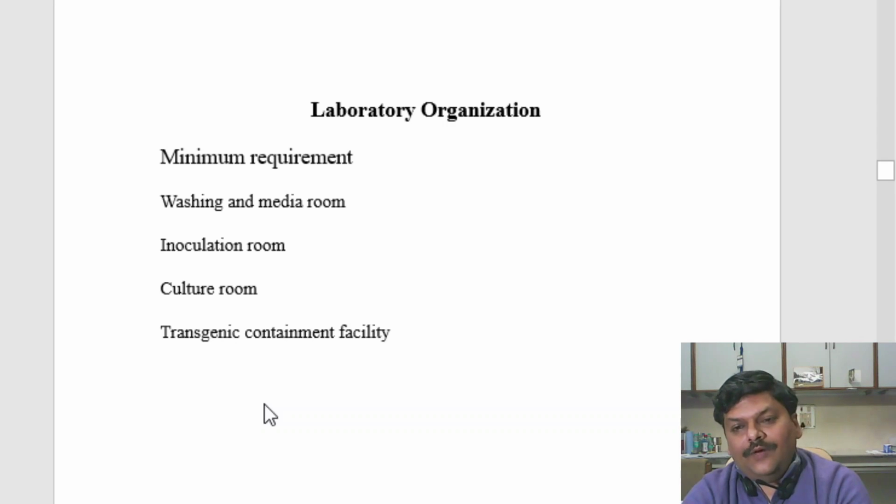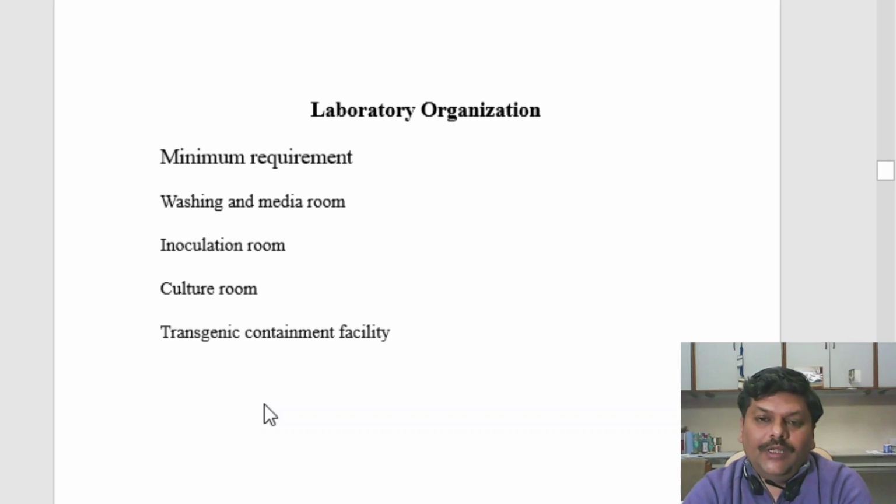Third one is, after doing inoculation or doing the plant tissue culture practice, where we keep our tissues or cells to grow or to develop or to undergo further growth and development so that they can make a whole plant. And the last one is, if we are dealing with transgenic plants, then we also need a transgenic containment facility.